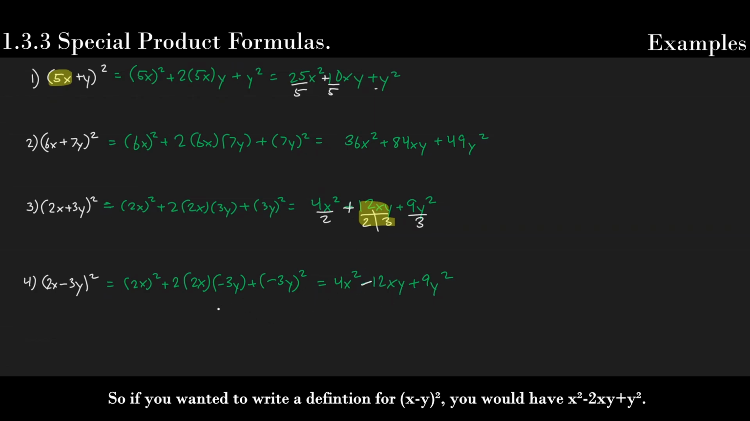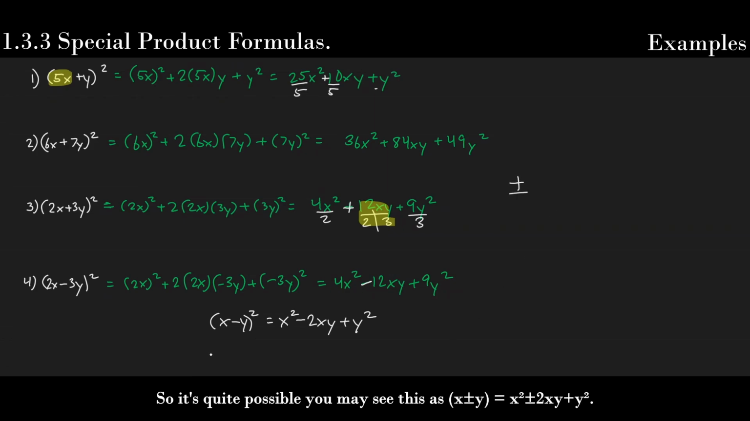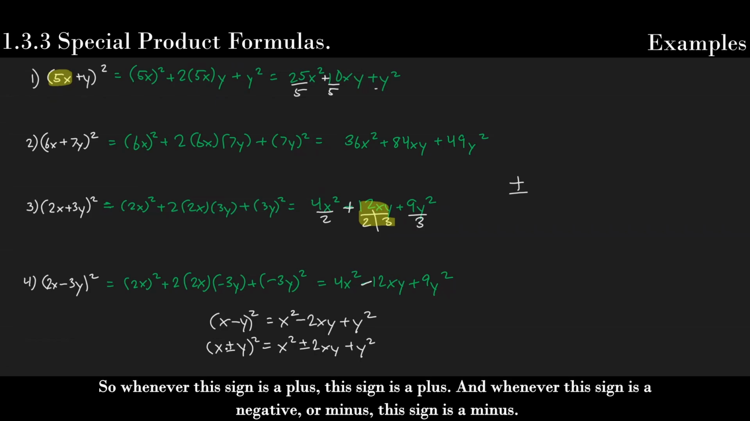So if you wanted to write a definition for (x minus y) squared, you would have x squared minus 2xy plus y squared. What you might see in many textbooks is a strange symbol called plus or minus. So it's quite possible you may see (x ± y) squared equals x squared ± 2xy plus y squared. So whenever this sign is a plus, this sign is a plus, and whenever this sign is a negative or minus, this sign is a minus.